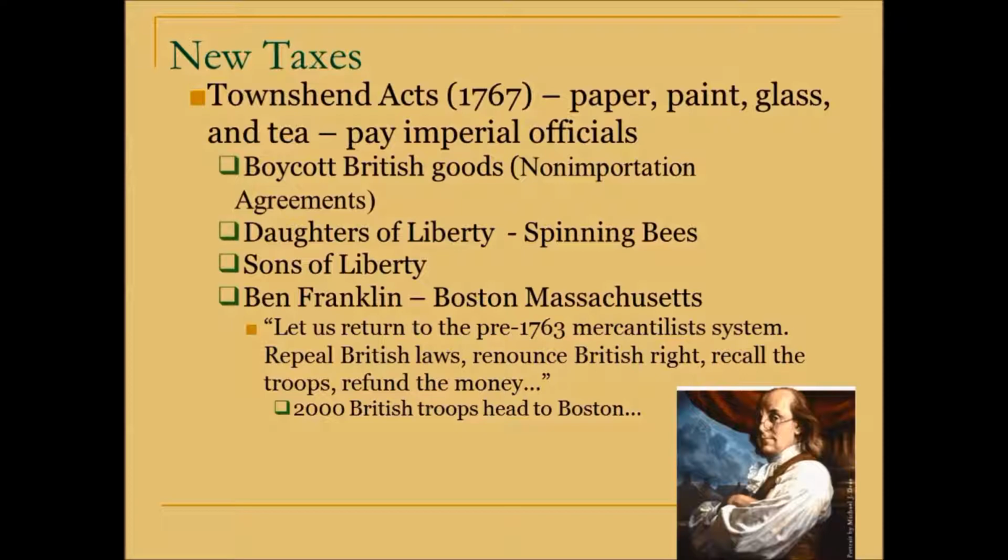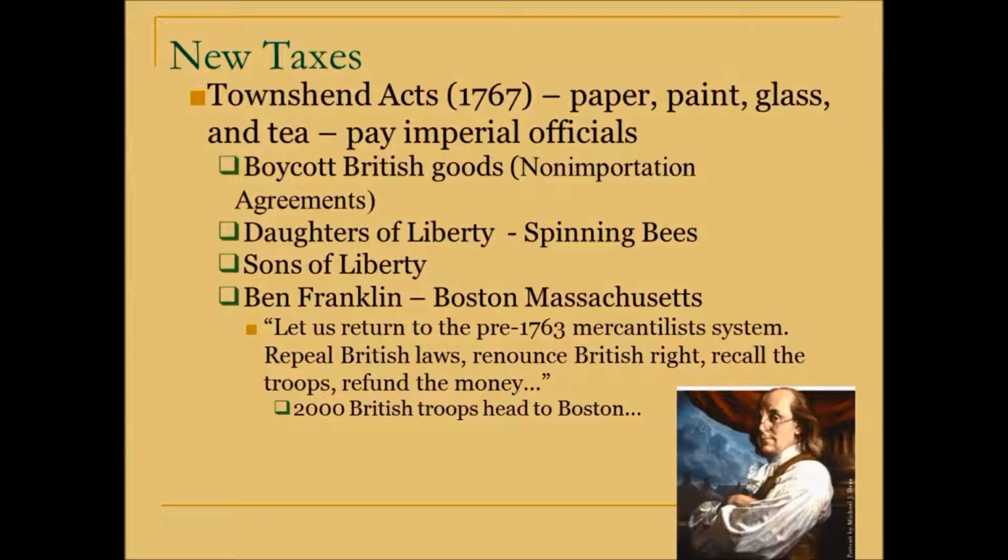Well, people got really upset. I mean, this is a tax on things that people use all the time, especially the tea. People use it all the time. And so the colonists got together and they signed what was called a non-importation agreement, where they boycotted British goods. And one of the biggest ones that they boycotted was going to be textiles.